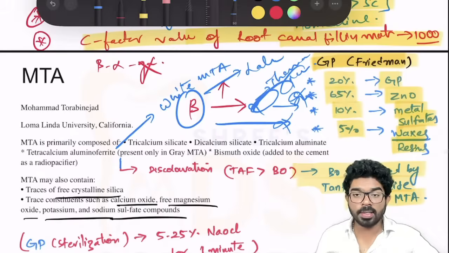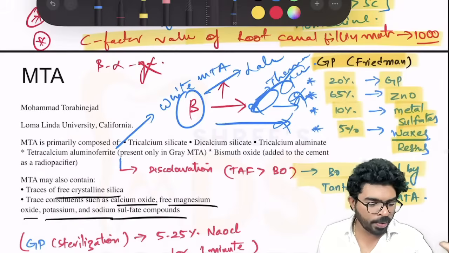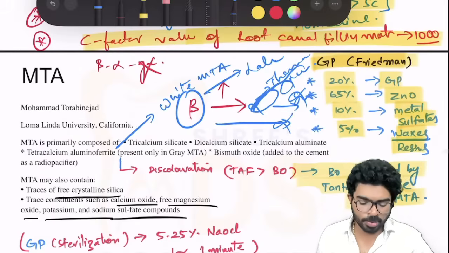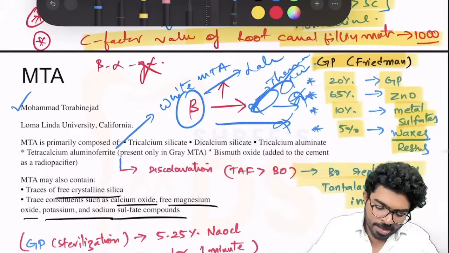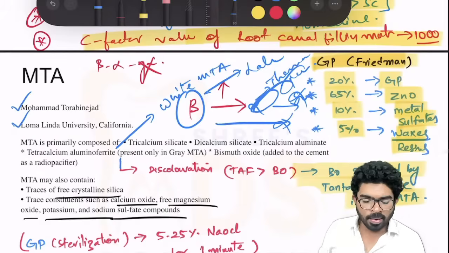Right. So this is what gutta-percha we are basically talking about. So now I'm looking into MTA. The scientist name is Torabinejad, and it is basically obtained from Loma Linda University of California.